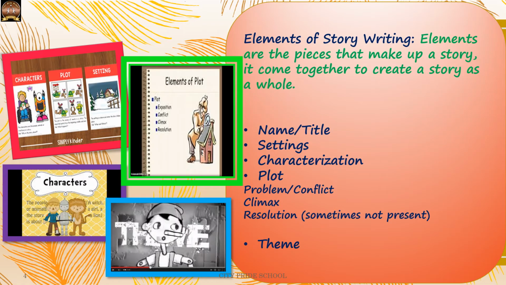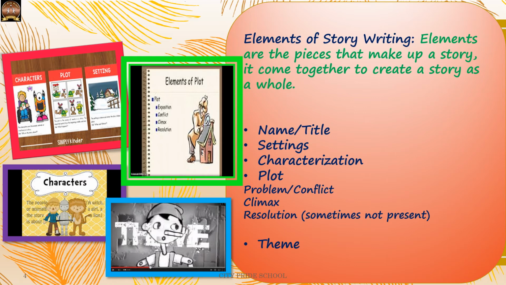Now, there are 5 different elements of story writing which are very important for any story to have. First and foremost is the name or the title. It is very important for a story to have a name or a title, otherwise we won't ever know which story we are reading, and if you want to refer the same story to someone, we won't be able to do that. Then the setting. Setting is the place where a story takes place. There can be multiple settings in a story.